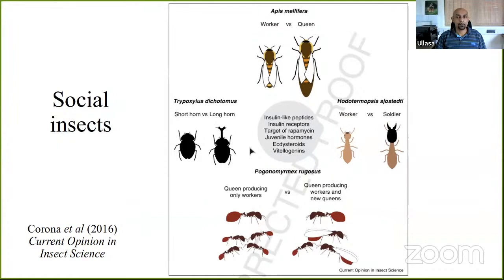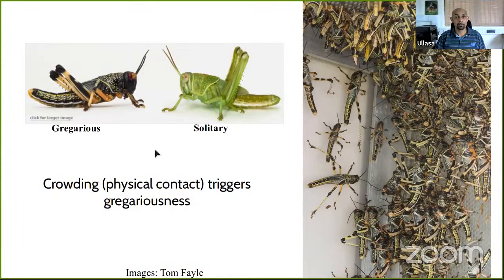Here's another familiar example. You'll all have heard about the caste system in social insects. So in bees, for example, you have the workers and queens. They can be genetically identical, but depending on the diet, one of them can become a queen. And there are many other examples of phenotypic plasticity in social insects. A very famous example is that of locusts. So these are grasshoppers, and when the densities are low, they are solitary. So they live alone, they feed on plants and so on.